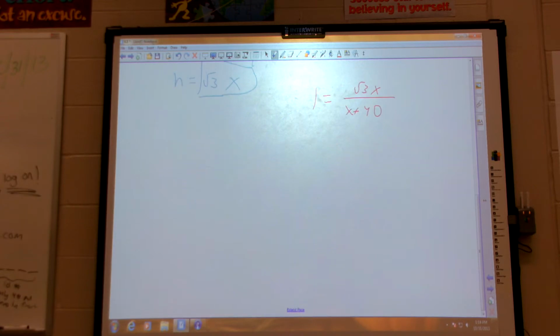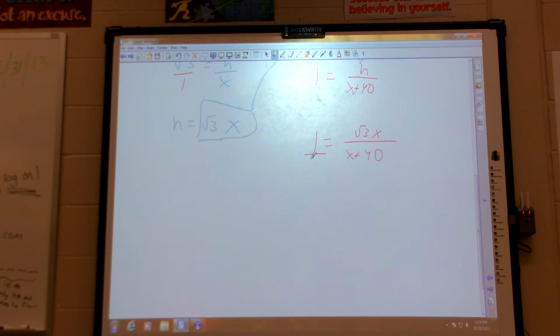I can solve that. How do I solve that? X's do not cancel. Now, here we go. I have square root of 3x over x plus 40. We should know how to cross multiply by now. Okay, let's get all my x's on one side. That's 1x, correct? So in order to combine it, I just subtract 1x from both sides.